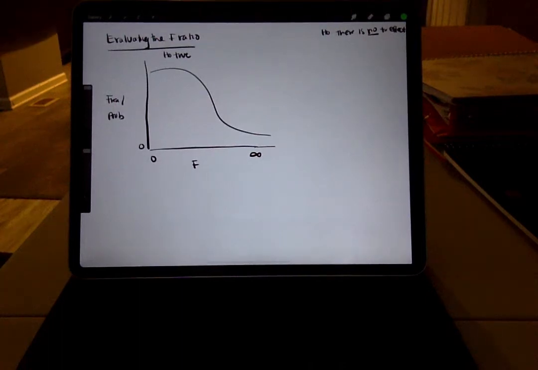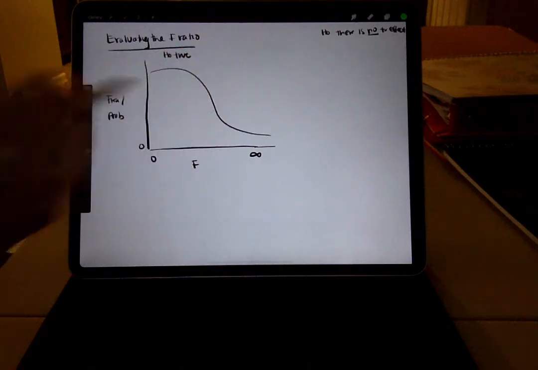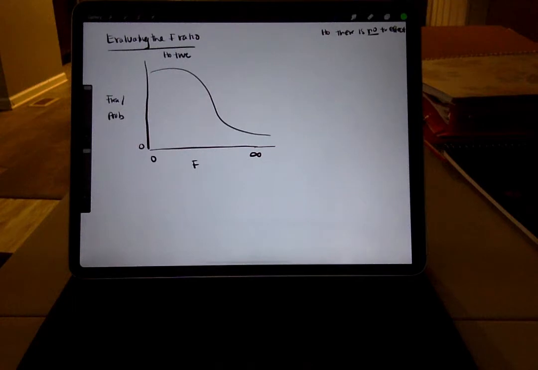And let's remember what the null hypothesis is. The null hypothesis says there's no treatment effect. So when there's no treatment effect, it means there's nothing going on. And when there's nothing going on, we expect most of the values of F to be small.